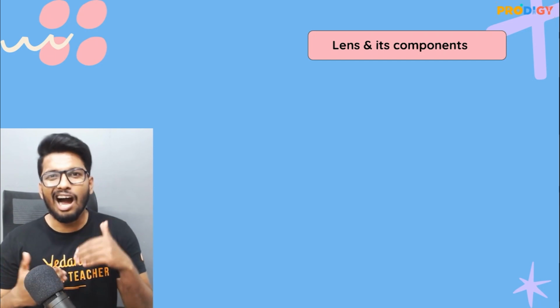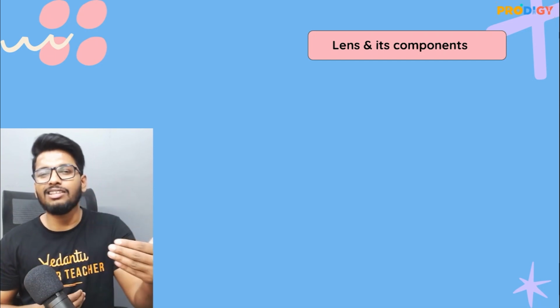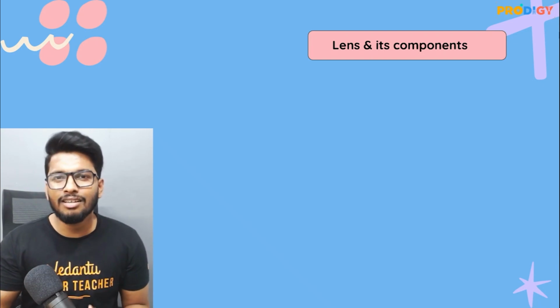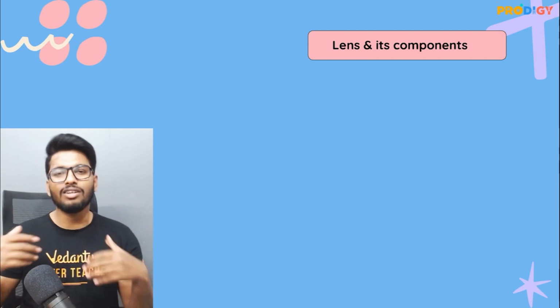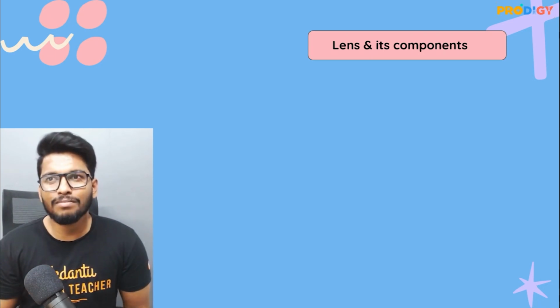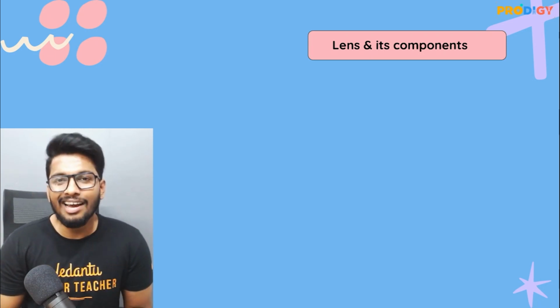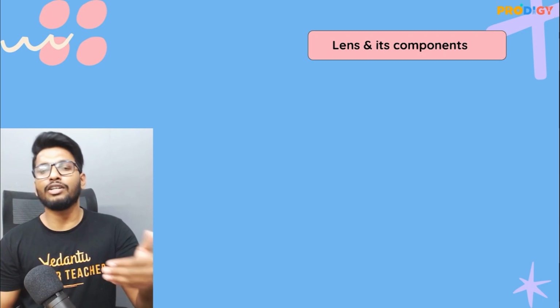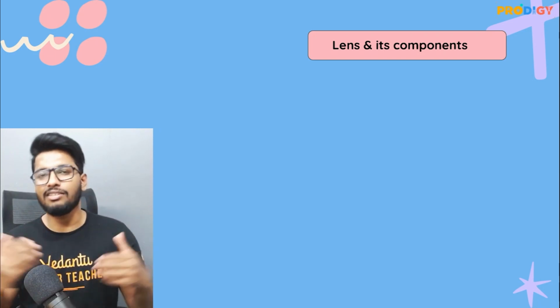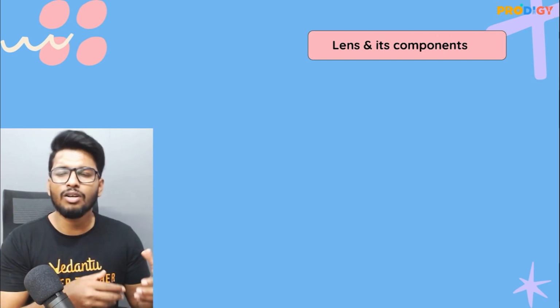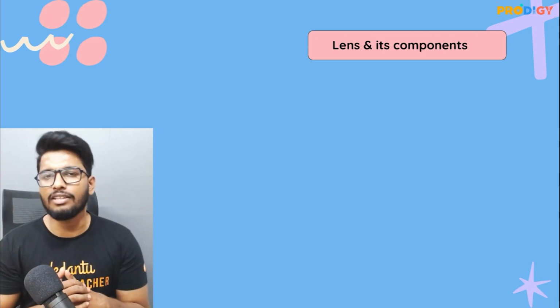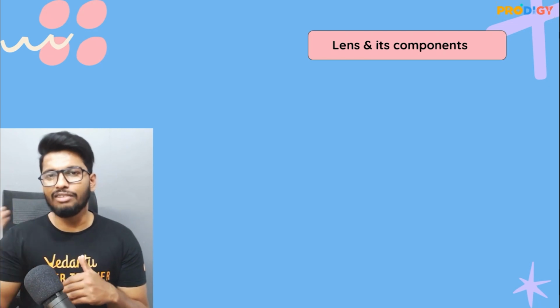So understanding how and what type of lens is used in a certain application, in a certain object, is very important because you must be able to at least figure out what type of lens is being used in a certain thing. So let's try to understand the basics of a lens and what are the different parts of a lens. So to talk about a lens, how would you define a lens?